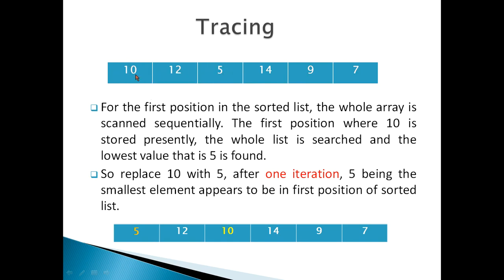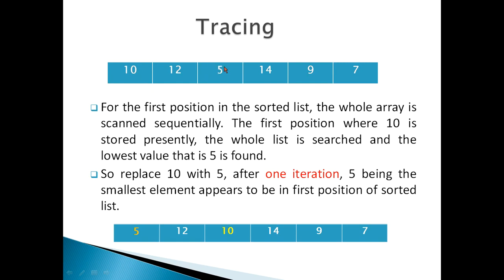So I'll repeat it. First, for the first position wherein we have 10, right? So what we have to do? We have to find the minimum element among this. So which is our minimum element? It is 5. So what we will do? We will swap this 10 and 5. Why are we swapping this 10 and 5? Because it is a direct swap between the smallest element and the first element.